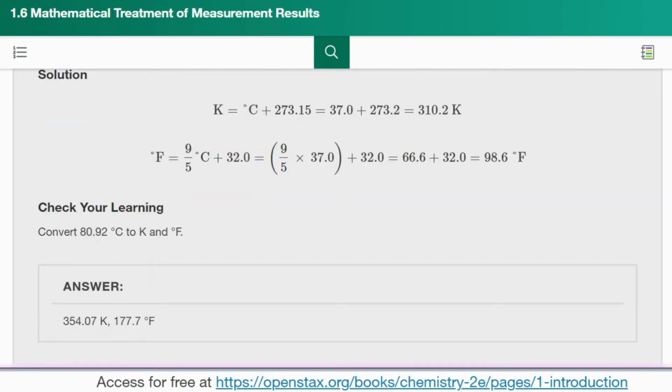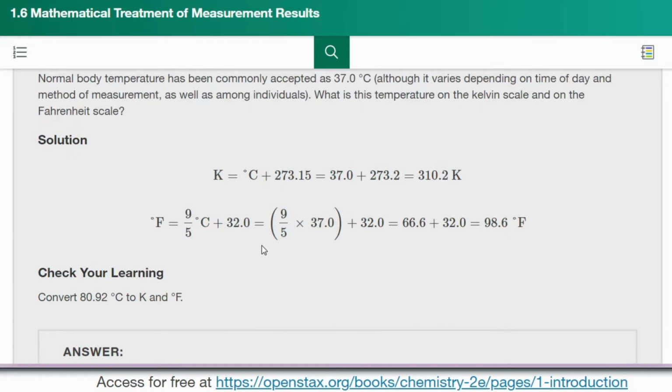Okay, so now it's time to check our learning. Convert 80.92 degrees Celsius to Kelvin and Fahrenheit. Unfortunately, I already showed the answer, but for the sake of practice, I'll just conceal the answer for right now.